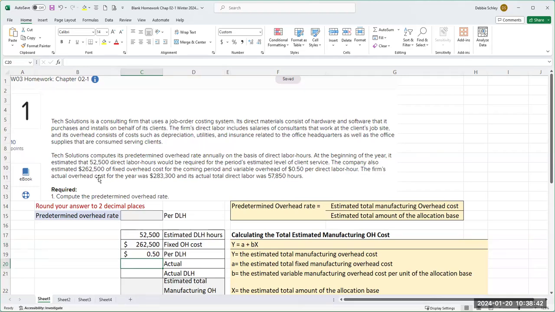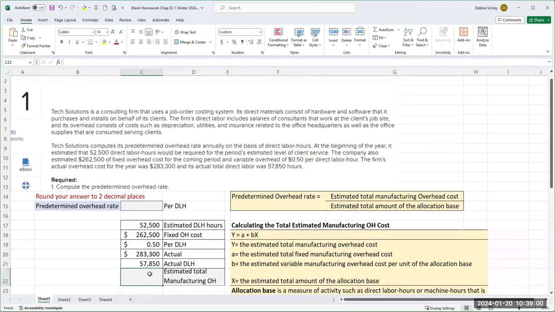The firm's actual overhead cost for the year was 283,300. So here's my actual. And its actual total direct labor was 57,850. Okay. Now, that's great. I pulled out all my important numbers.